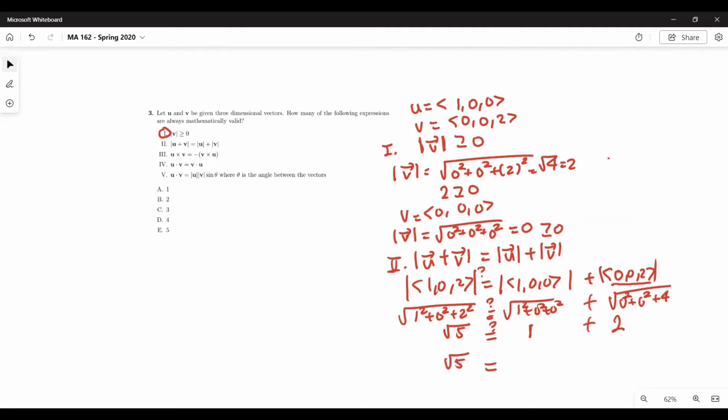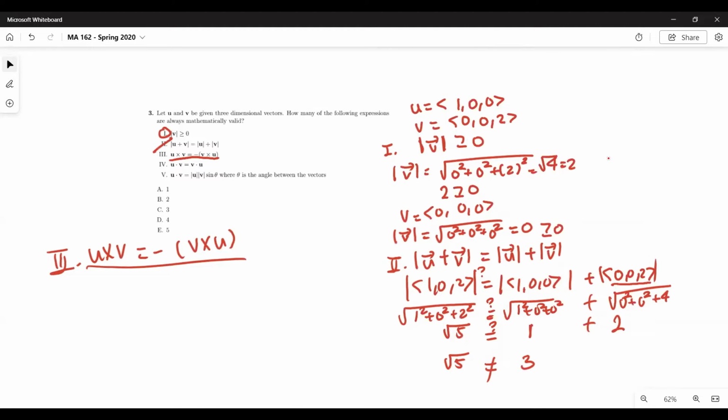√5 is 3. So meaning √5 equals 3? No. So the answer is no. So 2 is not true. Let's do 3. Cross multiplication: u cross b equals negative b cross u. This is generally true. As you learn in cross product concepts, whenever you switch the order, it becomes a negative sign of it.